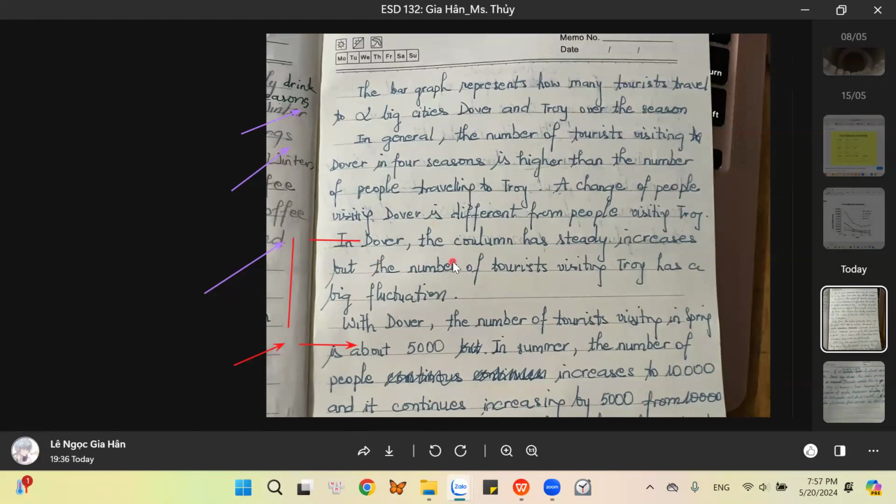In Dover, the column has steady increases, but the number of tourists visiting Troy has a big fluctuation. We never ever use the word column or line or pie when we compare the data in the body paragraph, because this is a unit. When you write, never use column, never use the word like pie chart, never use the word like the line shows us, never. We can only use a specific noun to describe.